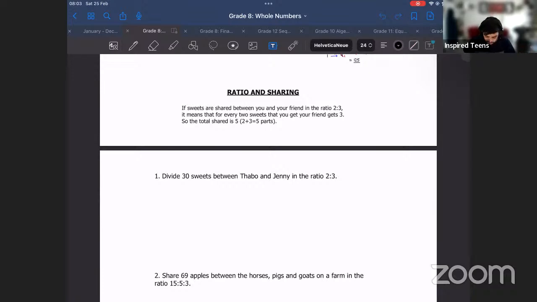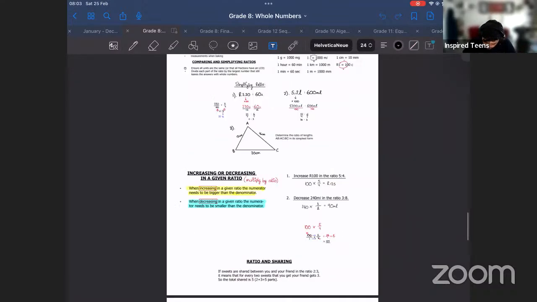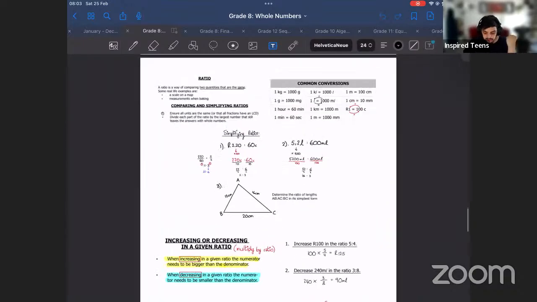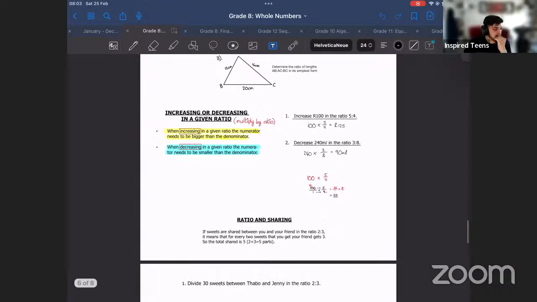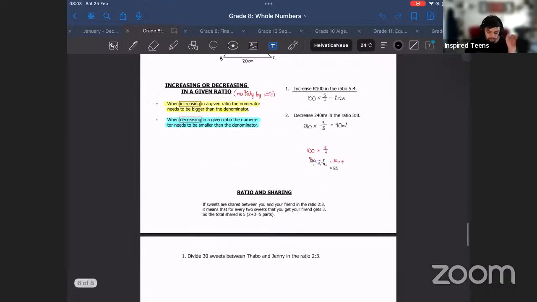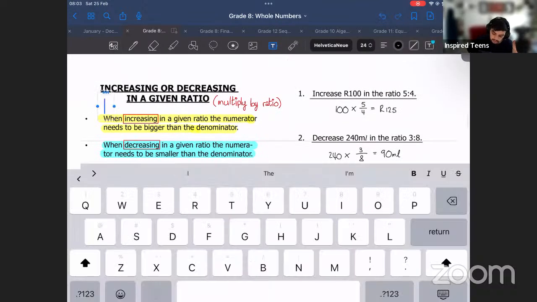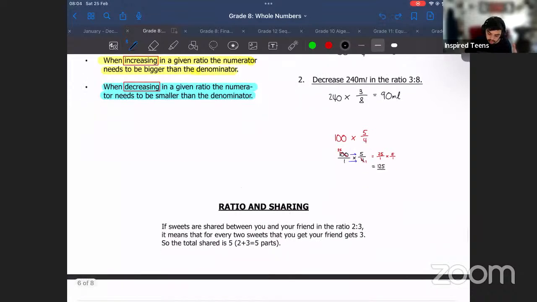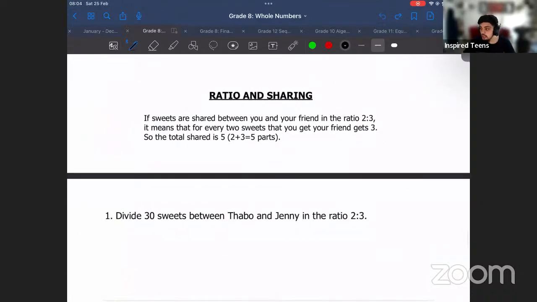Okay, so last week we finished up highest common factor, lowest common multiple, and then we did some ratio simple conversions. We did increasing or decreasing in a given ratio, which proved to be simple by just utilizing that explanation. Okay, so now we're going to talk about ratio and sharing.